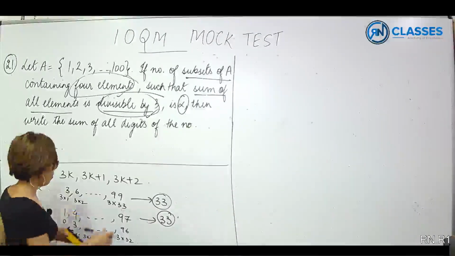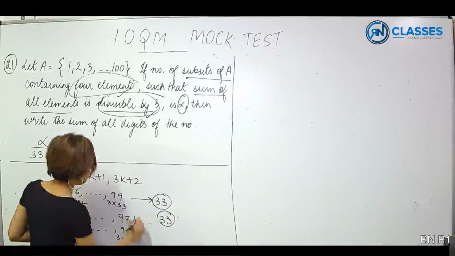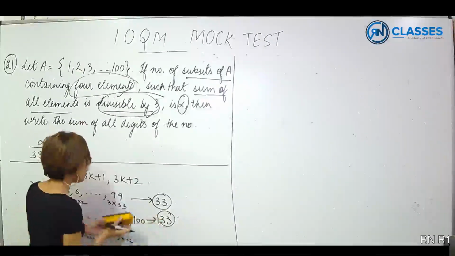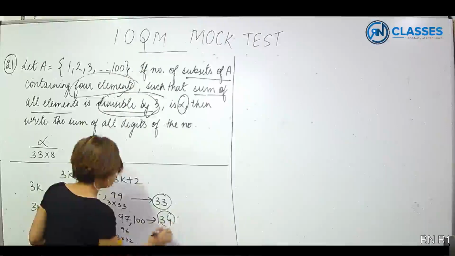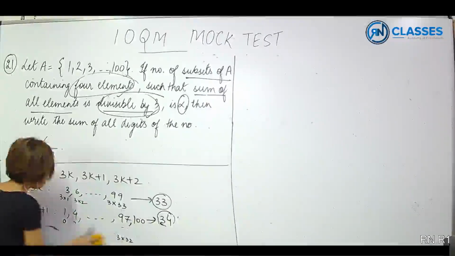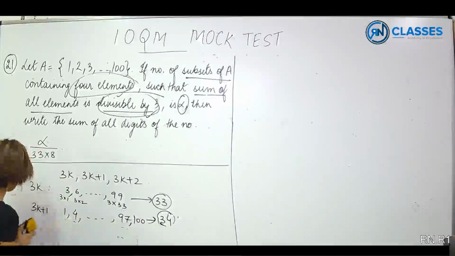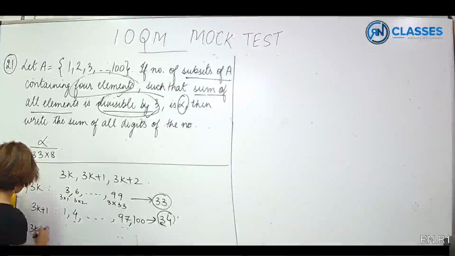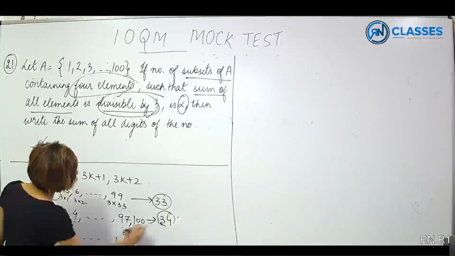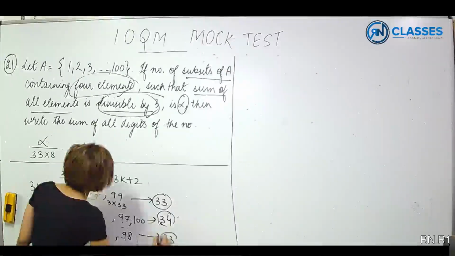Actually, we are forgetting one number. After 97, 100 will also come. Yeah. So this has to be 34 in number actually. Careful. Right. Similarly, you can find how many 3k plus 2 numbers are there. That is obviously I'll start with 2 and then I will end at 98. These will turn out to be 33 in number.